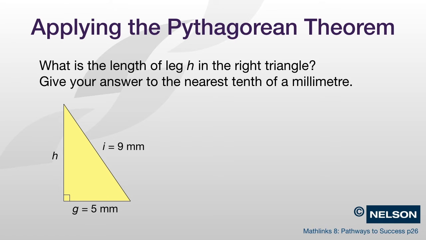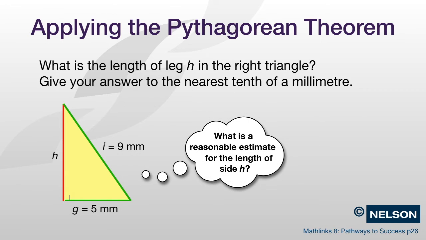In this typical question, one measure of a shape, the length of side H of the right triangle, can be determined by simply knowing other measurements, the lengths of sides G and I of that shape. Before doing any calculations, try to estimate the length of side H. Later, this estimate can be used to assess whether your answer will be reasonable.